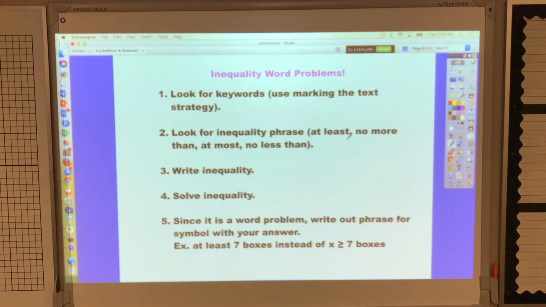We don't want to leave our answer something like x is greater than or equal to 7 boxes. We don't want to leave it like this because when we answer a problem in real life, we don't say greater than or equal to 7. We would use a phrase like at least 7 boxes, or we could say 7 or more boxes.